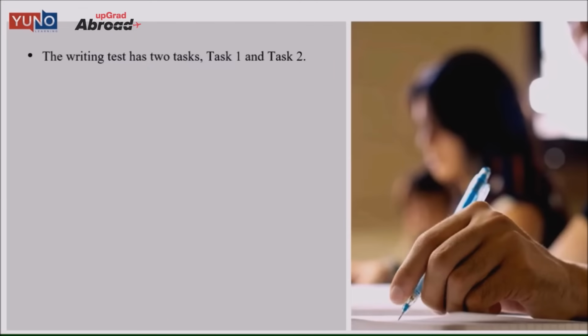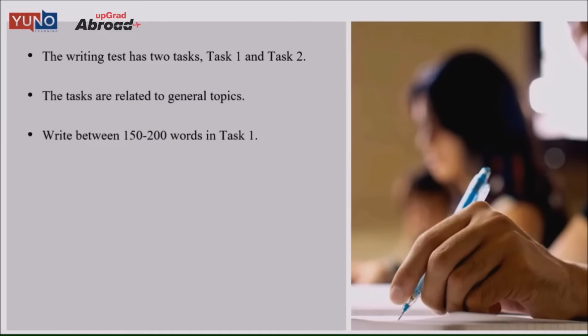The writing test has 2 questions or tasks, Task 1 and Task 2. Both the tasks are related to general topics you encounter in day-to-day life. For instance, travel, environment, health, education, etc. No specialized knowledge is required to answer such questions.